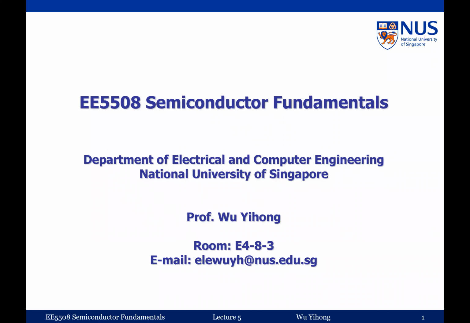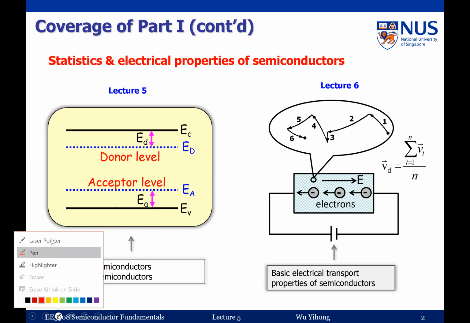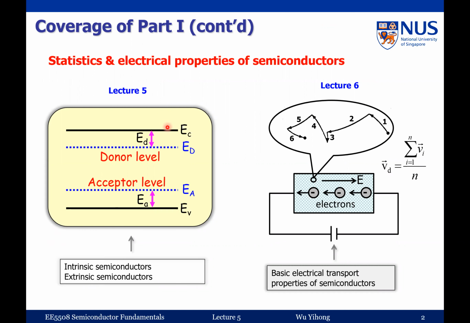Okay, so now we look at lecture 5. In lecture 4, we ended up at this band diagram. So this basically is two lines in a spatial coordinate system. The two lines indicate the position of the conduction band bottom and the top of the valence band. And in between, there's a gap. This gap is called the band gap.